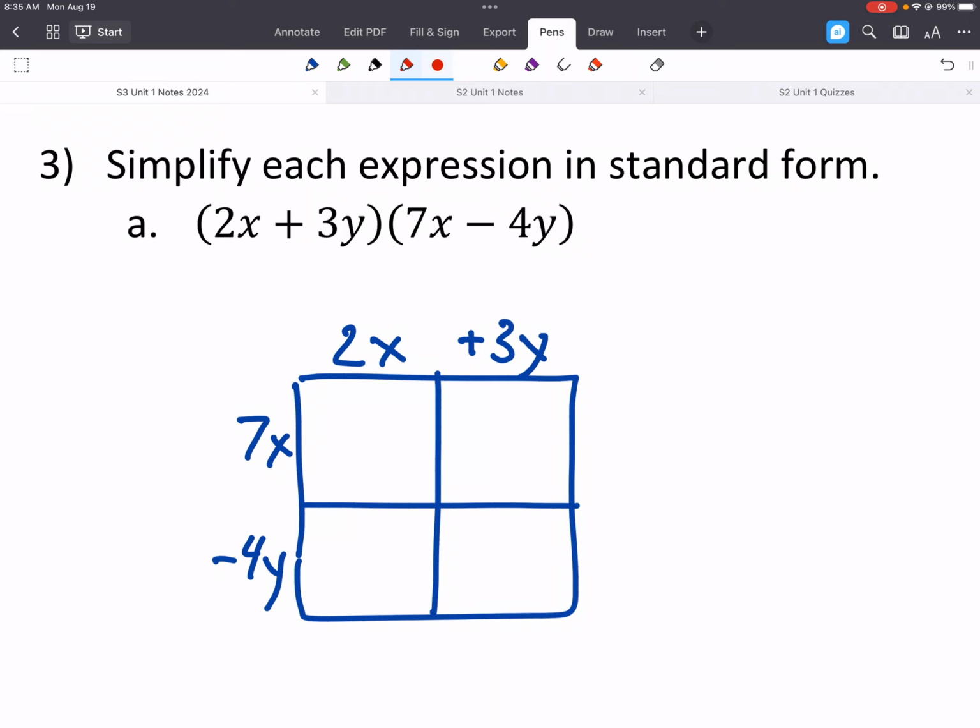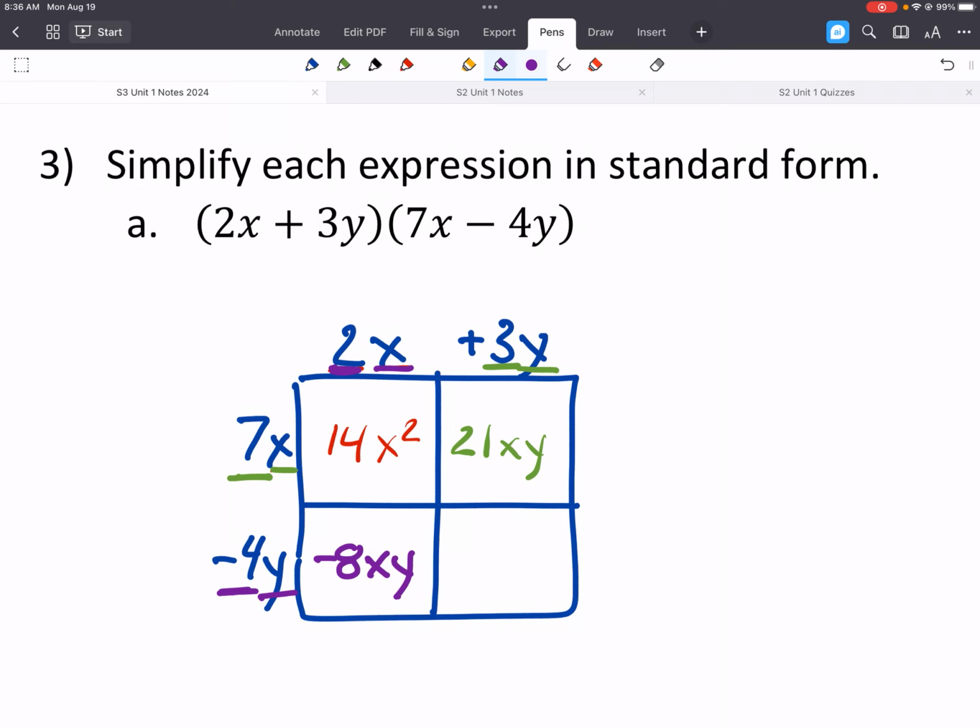So for example, 7 times 2 is 14. x times x is x squared. And then we'll do our next box to the right. 7 times 3 is 21. And then x times y is just xy. And then maybe we'll do our next. -4 times 2 gives us -8. And then y times x is xy.